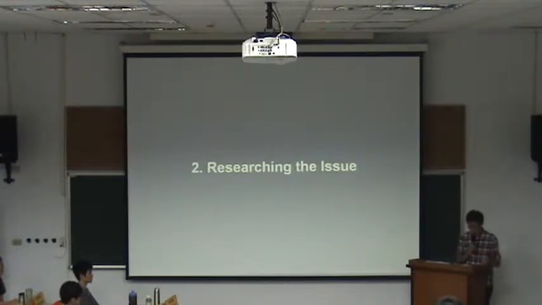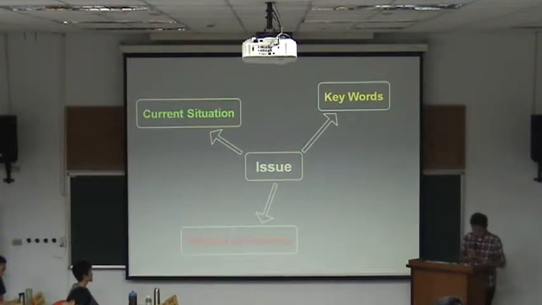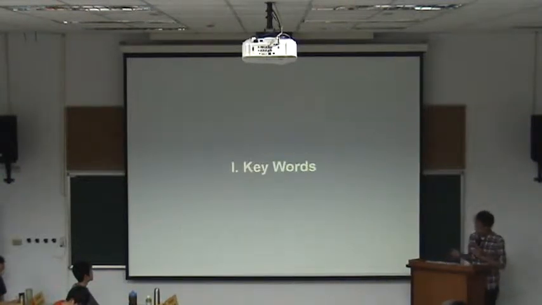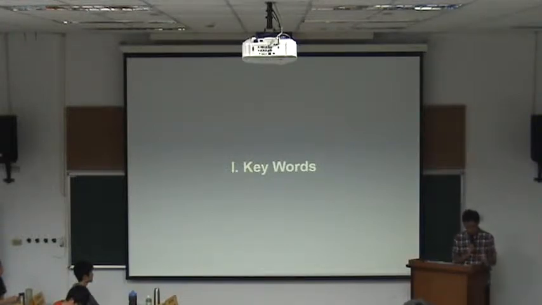So the second one is researching the issue. Researching the issue can also be classified into three subcategories, which are keywords, current situation, and related documents. Well, the first part is keywords. Keywords are the most vital part of the issue. If you don't find any keywords of the issue, researching could be really difficult to do.